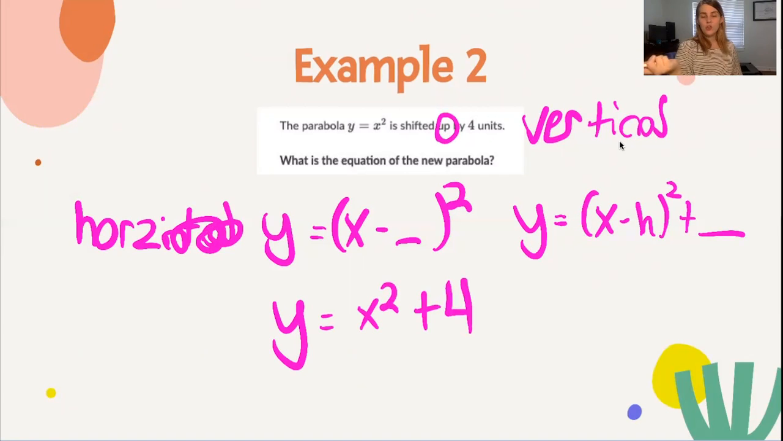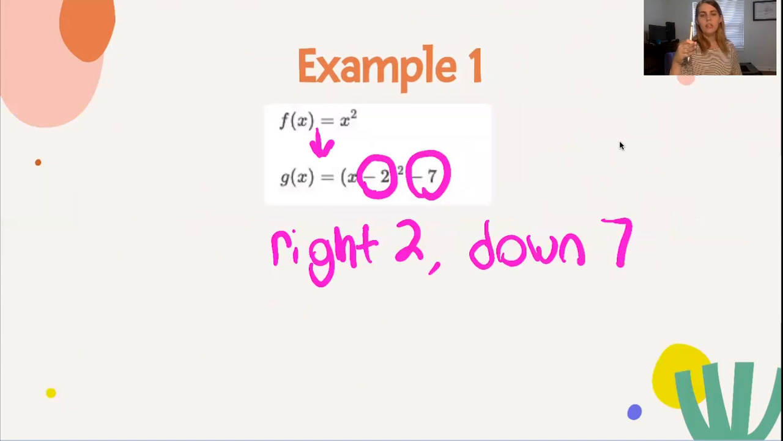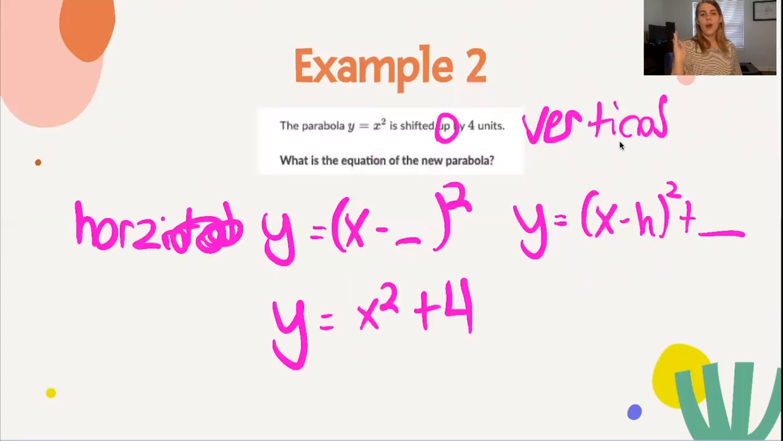These are horizontal and vertical shifts. You're going to be asked to identify from equations like this what happened. You're also going to be asked to write a new equation based on what it's describing.